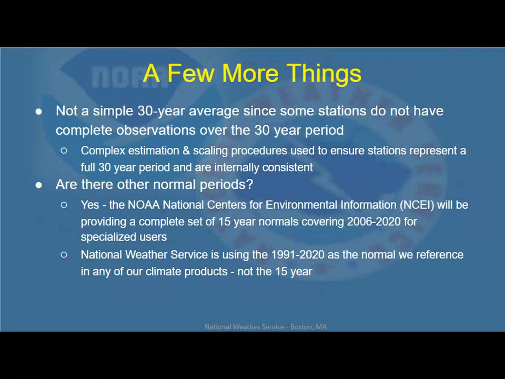So the other question is, are there other normal periods? Well, in this latest update, NOAA's National Centers for Environmental Information, also known as NCEI, is providing a complete set of 15-year normals that cover 2006 to 2020 for a specialized user group. I don't believe those are out yet, but if folks wanted to look at a shorter normal period, you could. But anything our office or any of the National Weather Service offices put out, we still use the 30-year normal periods to reference our climate products. So if you're talking the daily, monthly, or seasonal climate, we're talking about the 30-year normal and not that 15-year normal. That's for something else in the background.